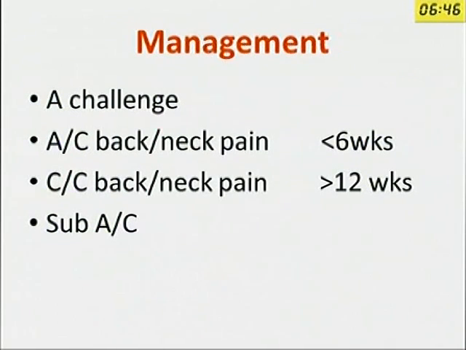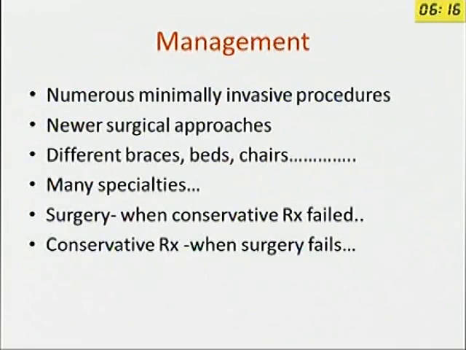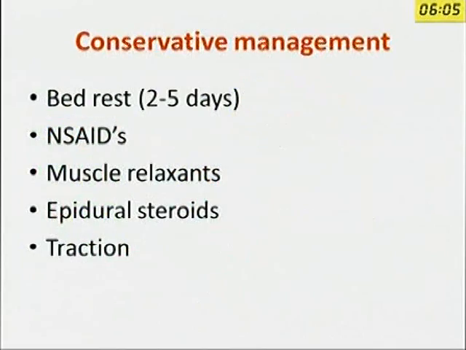So the management, we have to classify into acute backache or neck pain and chronic back pain and neck pain. The acute pain, arbitrarily we can classify into those occurring within 6 weeks. It is of utmost importance to treat this acute back pain effectively so that the brain doesn't get sensitized and the patient doesn't go on to chronic back pain. There are a lot of pharmaceutical agents, so many specialties dealing with this disc problem, and osteopathy and physiotherapy, all these. So we all advise the patients differently, and they will obviously go window shopping, and it is very difficult to point out which is the ideal treatment.